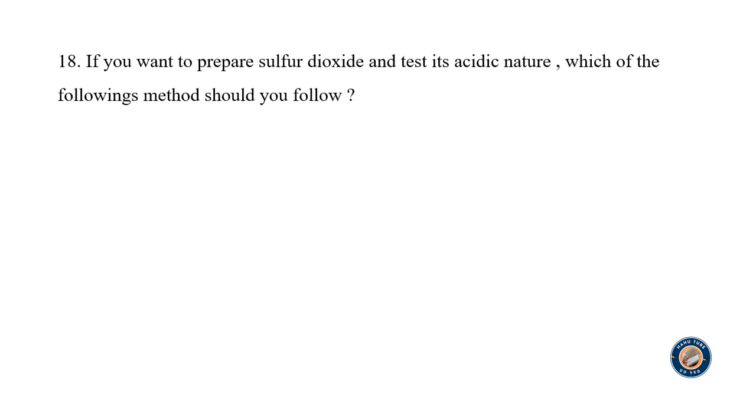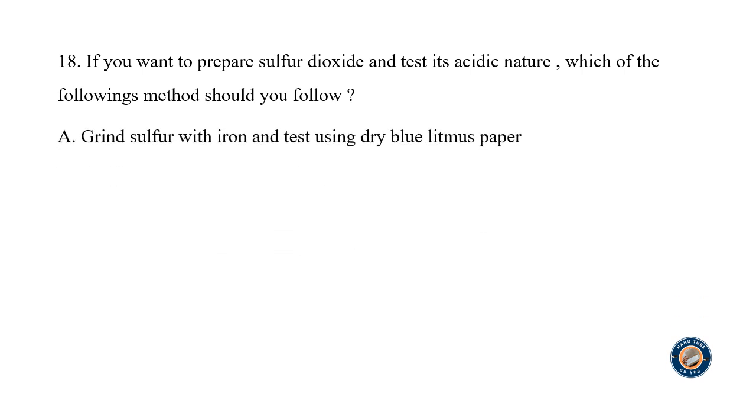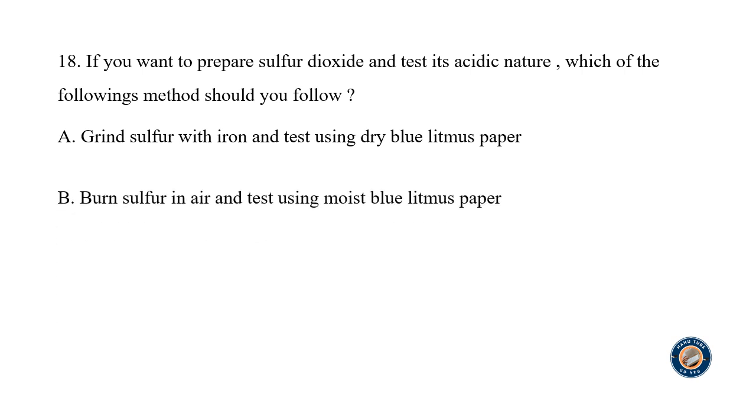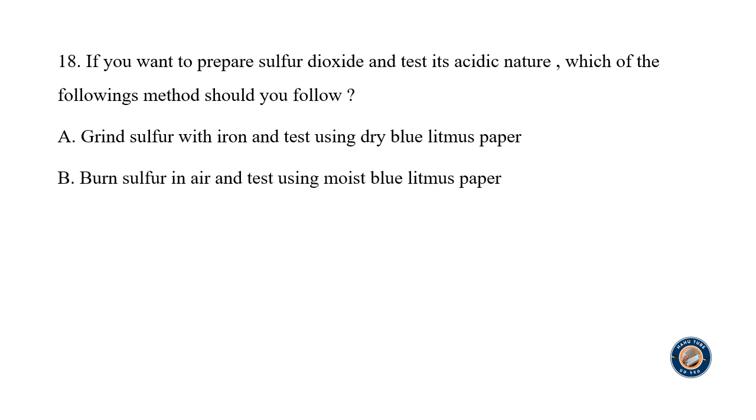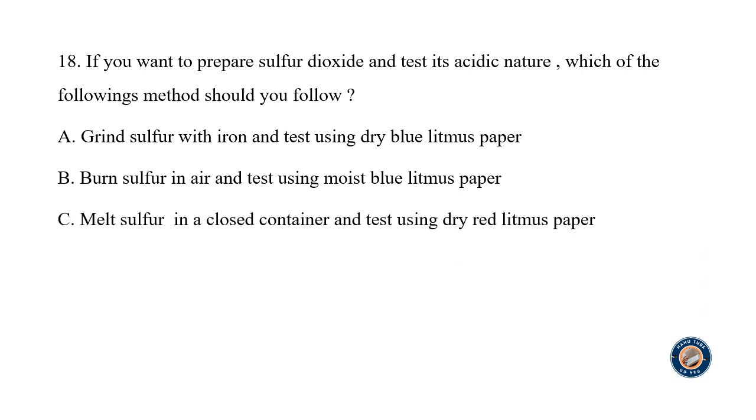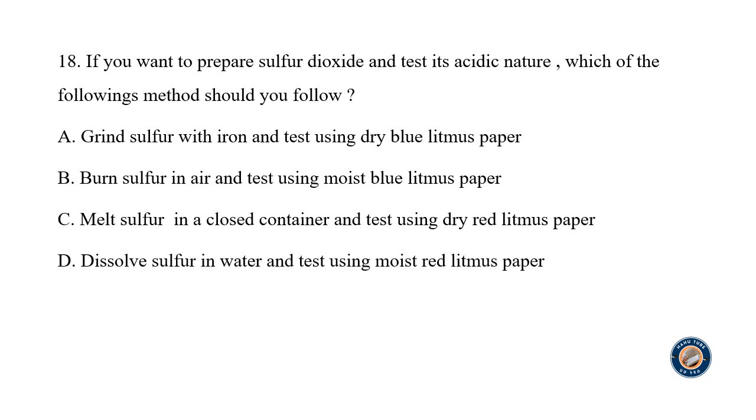Question number 18. If you want to prepare sulfur dioxide and test its acidic nature, which of the following methods should you follow? A. Grind sulfur with iron and test using dry blue litmus paper. B. Burn sulfur in air and test using moist blue litmus paper. C. Melt sulfur in a closed container and test using dry red litmus paper. D. Dissolve sulfur in water and test using moist red litmus paper.